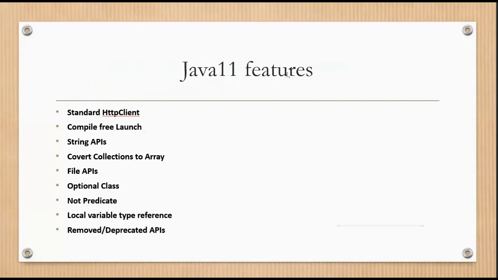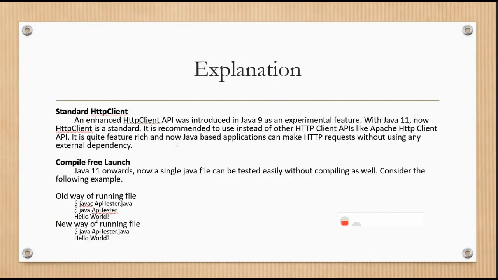So I'm going to cover these topics: standard HTTP client, compile-free launch, string APIs, convert collections to array, file APIs, optional class, not predicate, local variable type reference, removed and deprecated APIs. So first, let's look at the standard HTTP client.